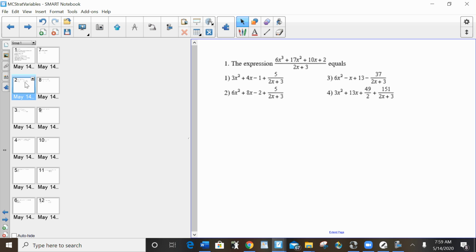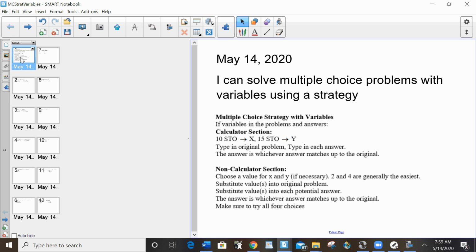So if I have variables in the problem and variables in the answers, look at the notes here. We're going to store values for x and y using the calculator. We'll start with the calculator version. So I usually choose 10 and 15. It doesn't have to be 10 and 15. It can be whatever numbers you want. You want to stay away from 0. You want to stay away from 1.